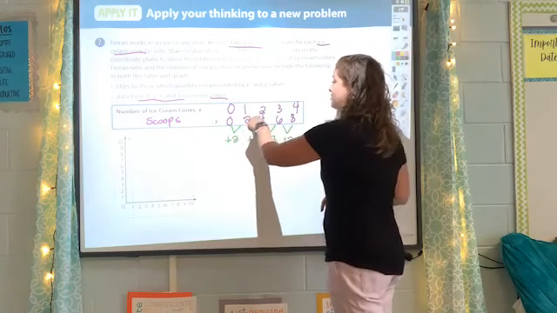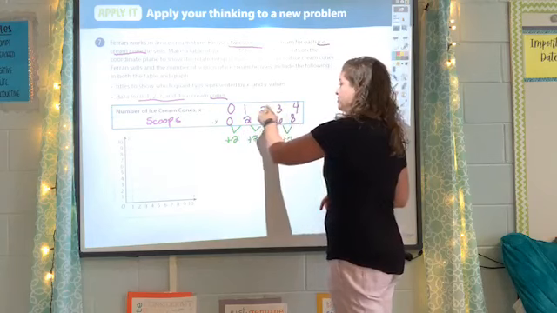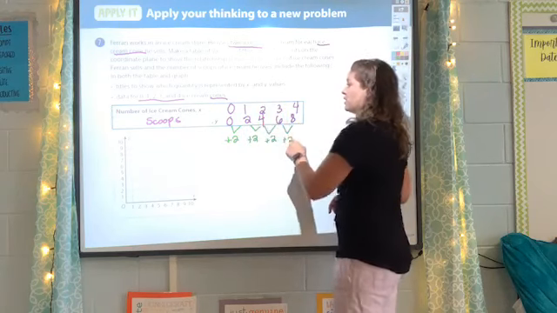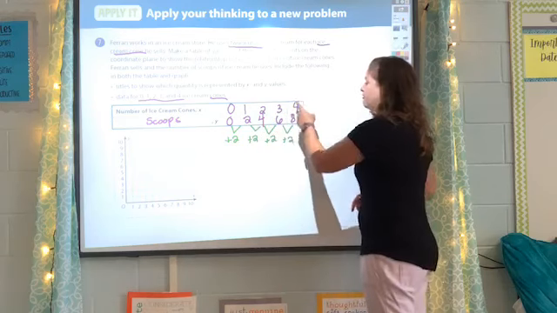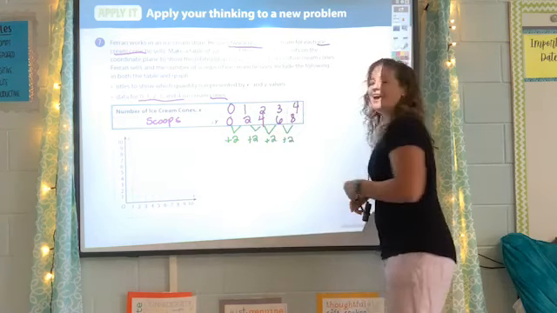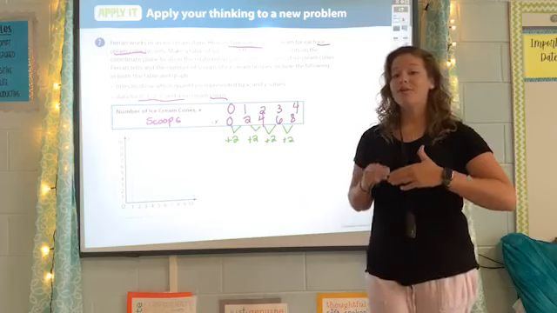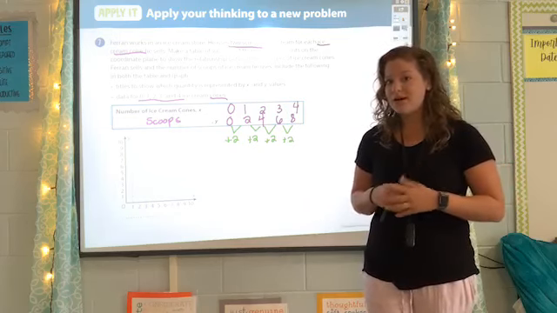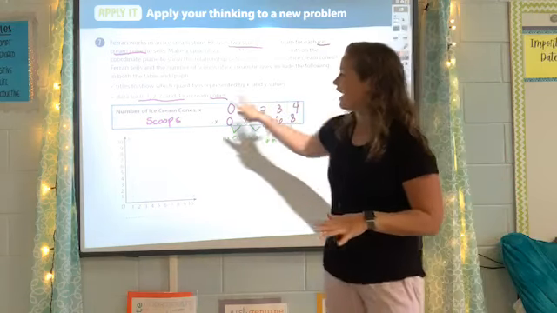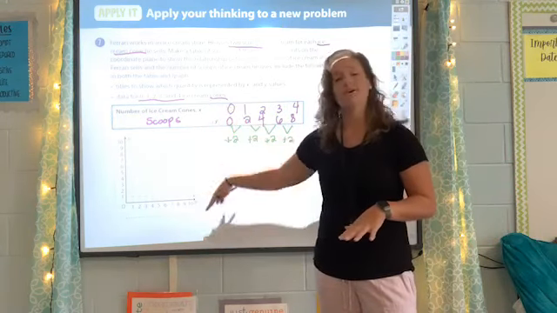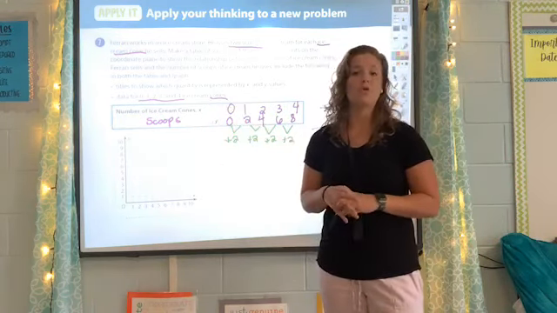1 times 2 is 2. 2 times 2 is 4. 3 times 2 is 6. 4 times 2 is 8. Okay? See how we can come up with those equations as well? You've got to kind of know how to have those equations. Now we have our chart or our table. Let's go ahead and put it in our quadrant or our coordinate plane.